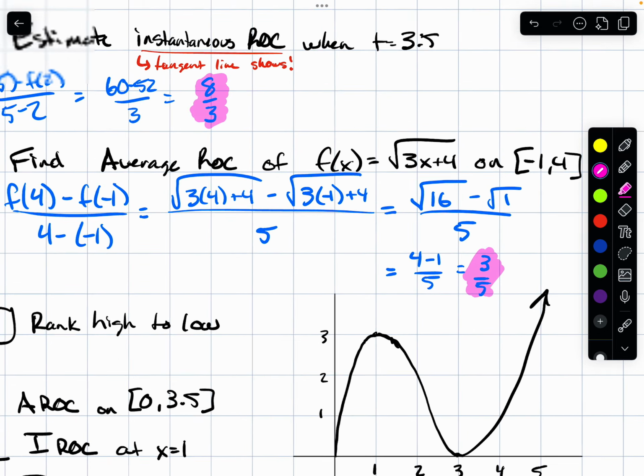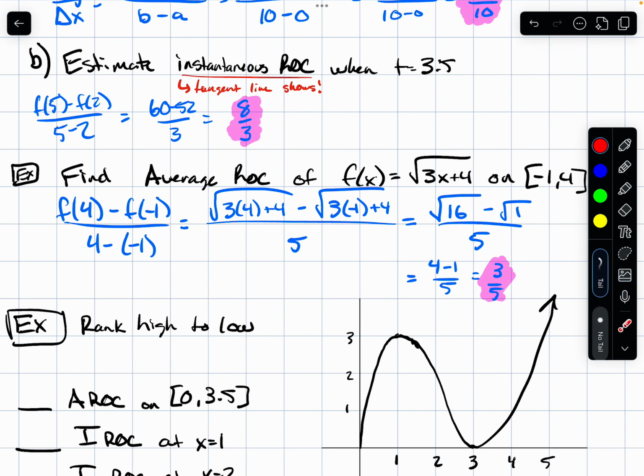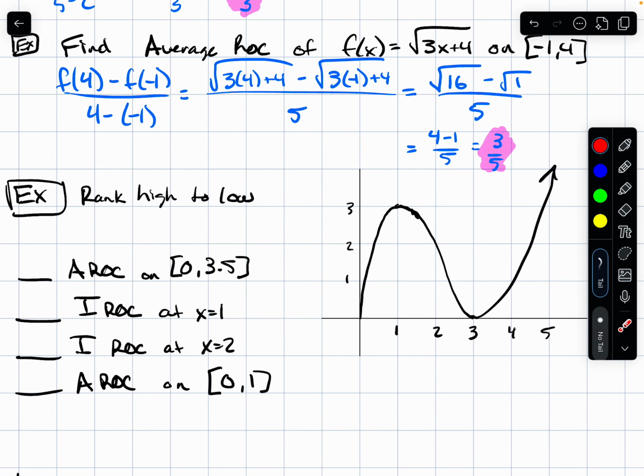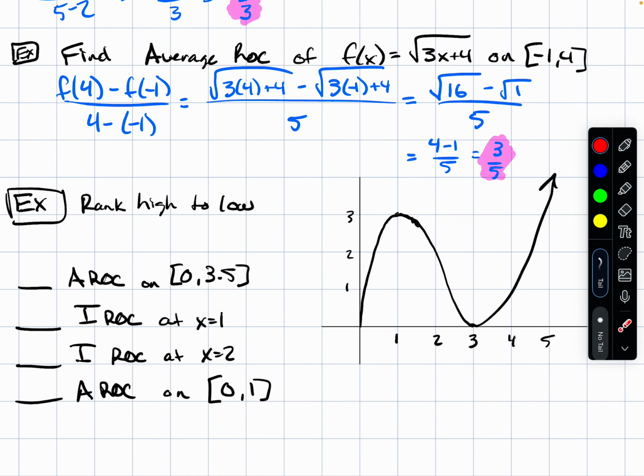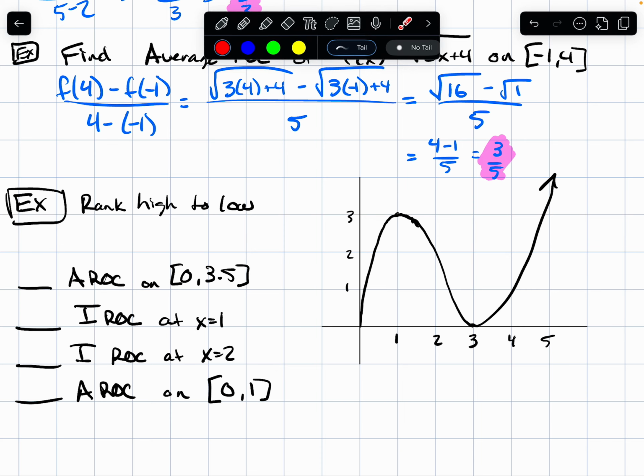Once again, we're just using multiple different representations to find the same thing. We're always looking for this average rate of change. It's not rocket science what we're doing here. The next piece is going to be interesting. We're going to look at this graph over here, and we're going to estimate some of these rates of change. And I want to rank them from high to low.